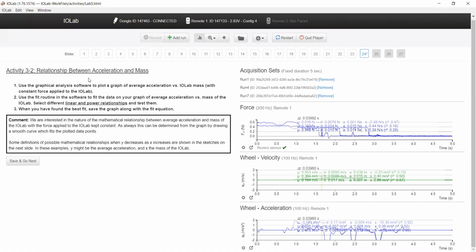Okay, after that you have to use the graphical analysis tool and use the fit routine. You will fit the data, average acceleration versus the IOLab mass, with the constant force applied. So write the average acceleration you got and the IOLab mass so that we can find the relationship. Use the fit routine versus the mass of the IOLab, from linear to power. When you have found the best fit, save the graph, then click on save and go next.